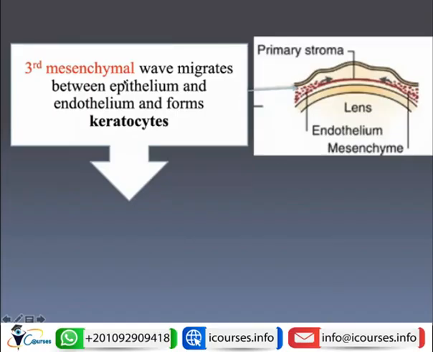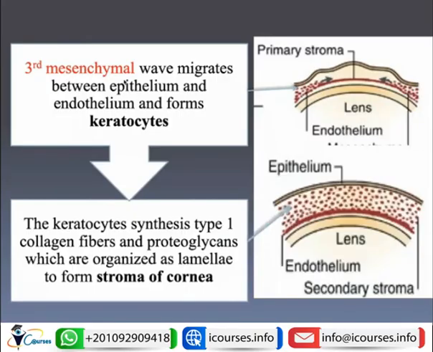So here we have a question. You said just the first mesenchymal and then the third mesenchymal. So is it a mistake? Should it be the second mesenchymal wave? The answer is no. The second mesenchymal wave will share in the formation of another structure that we will discuss later on. So the keratocytes will secrete type 1 collagen fibers and proteoglycan, which will form the lamellae, which are organized to form the stroma of the cornea.